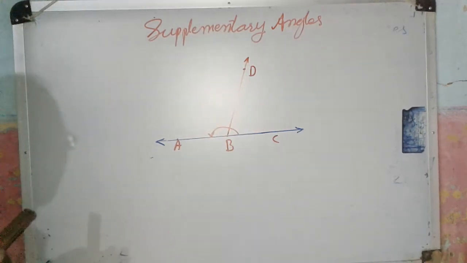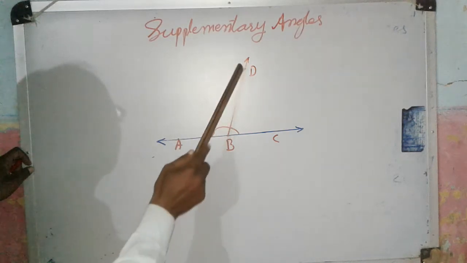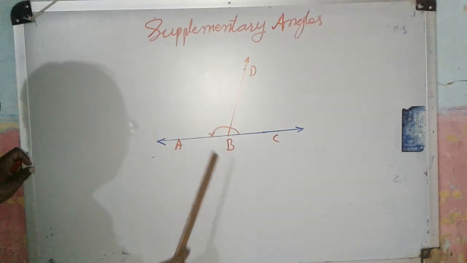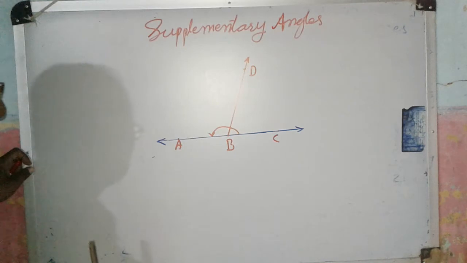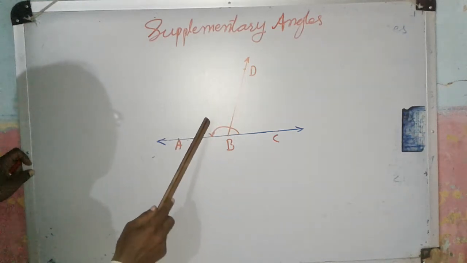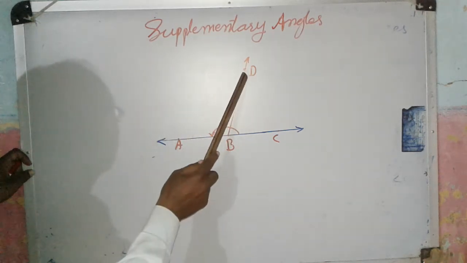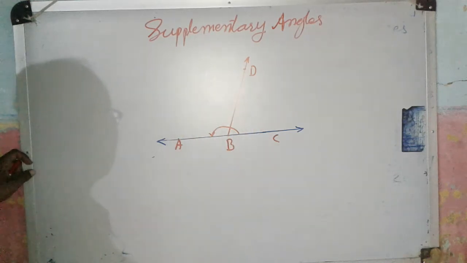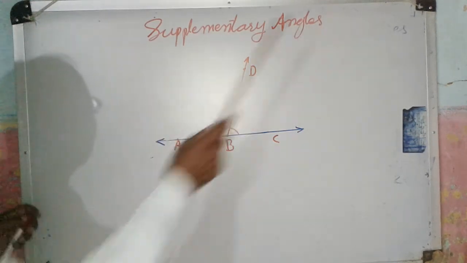Now this straight angle is divided into two angles, angle ABD and angle DBC. That means this 180 degrees is divided in two parts, and therefore the sum of these two angles must be 180 degrees. That means angle ABD plus angle DBC is equal to 180 degrees, and such a pair of angles is known as supplementary angles.